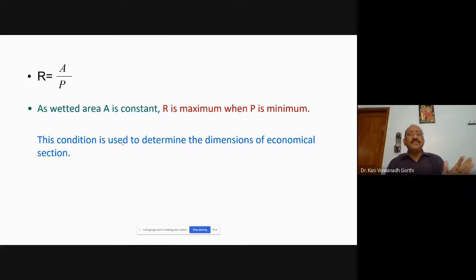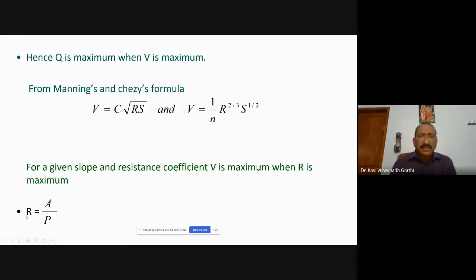If you just see in reverse, for a given channel section, let it be any shaped channel section, if the value of the wetted perimeter P is minimum, then hydraulic radius R is maximum. And if hydraulic radius R is maximum, the velocity V becomes maximum. For maximum value of V, the discharge becomes maximum. If the discharge is maximum, then we say that the channel section is the most economical channel section. Is the point clear to you? The condition that is used for different shaped channel sections is that the wetted perimeter P should be minimum.